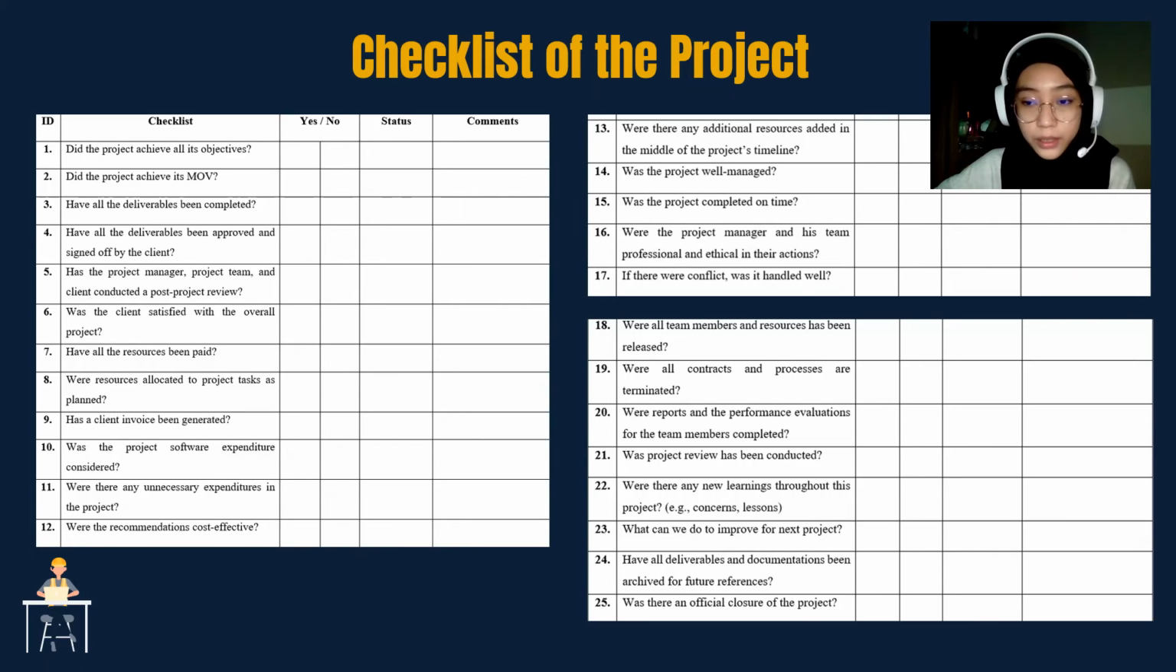This is the checklist of the project that the project team members will use to ensure that the project has been closed properly. There are 25 questions in this checklist, with yes and no answers, a status such as completed, in progress, or incomplete, and comments that are relevant to the question.